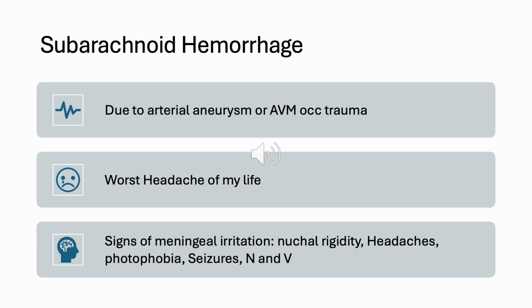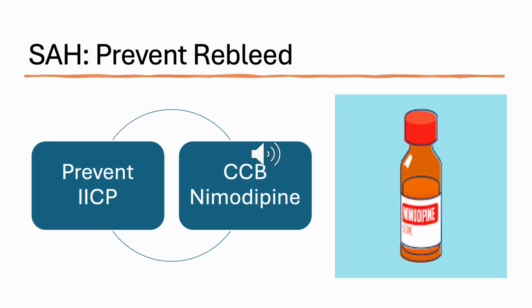So you need to keep them quiet. They're going to be at risk for increased intracranial pressure, so we'll be learning about those interventions. So you're going to make sure the patient is in a nice, quiet room. For subarachnoid hemorrhage, we're going to do all the interventions that result.